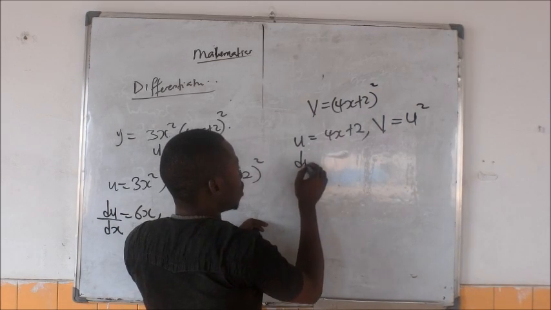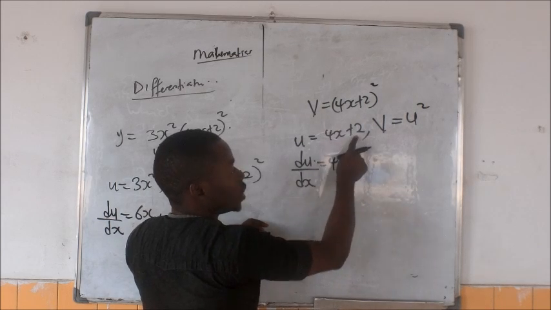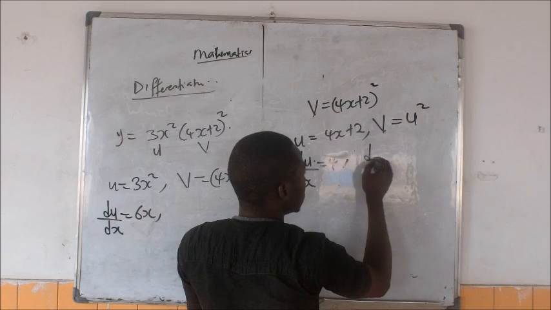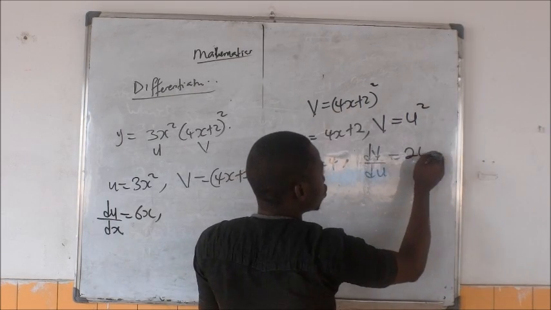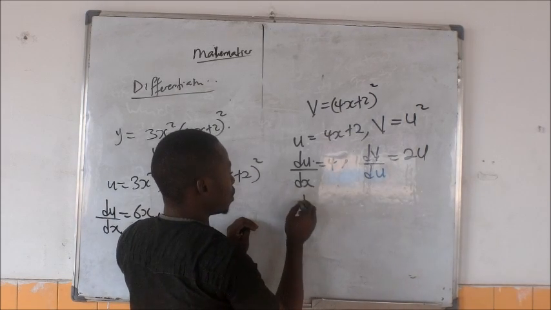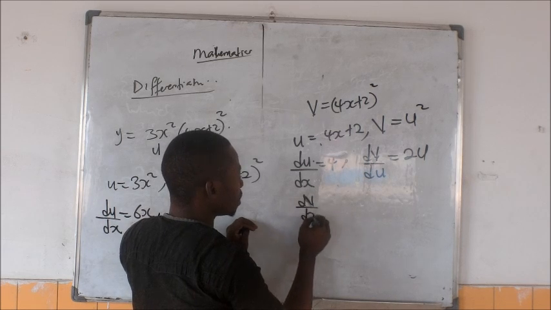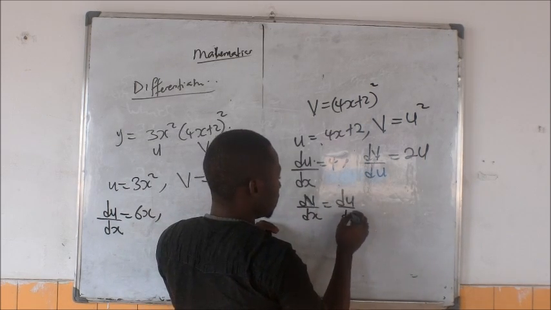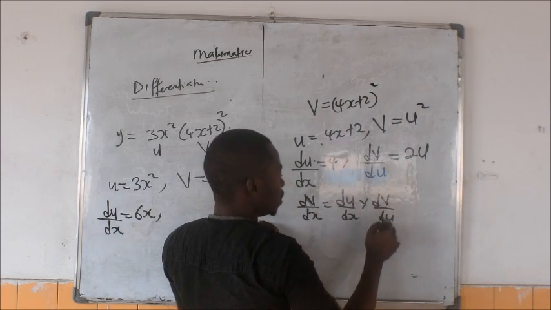So this one will now turn to du over dx, which is 4. This one will be 0. Here will be 4. You also do the same thing here: dv over du, which is equal to 2u. Now after that, what will you do? What is the function of a function formula? dv over dx is equal to du over dx multiplied by dv over du.